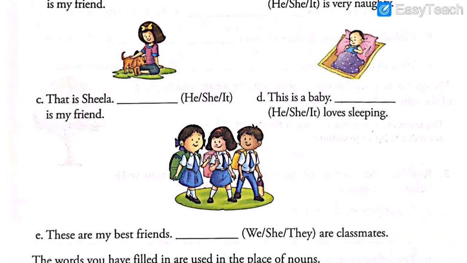Then the 5th image, we could see the group of students, right? So these are my best friends. We are classmates. The girl over here standing in between, she says that these two are classmates of the girl. So all the 3 are classmates. So which pronoun shall we use? We. We are classmates because the girl herself is speaking the sentence. So we have to use pronoun we.